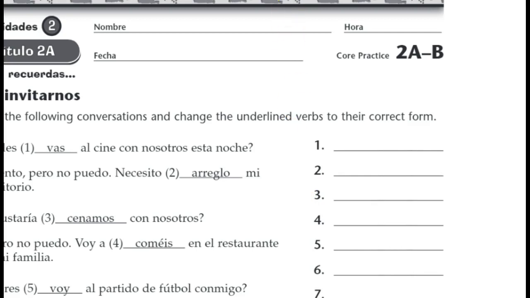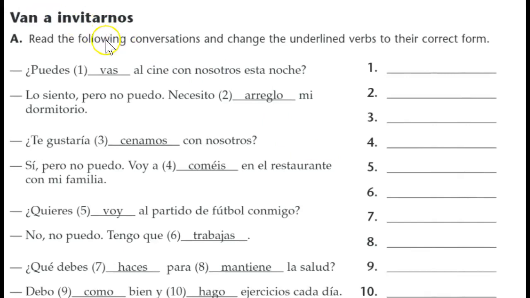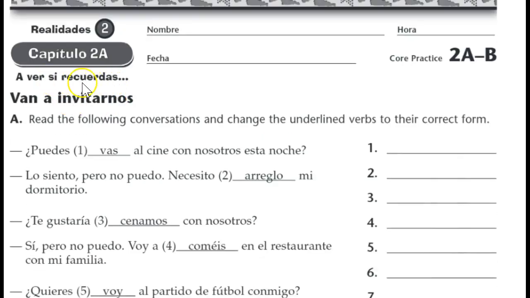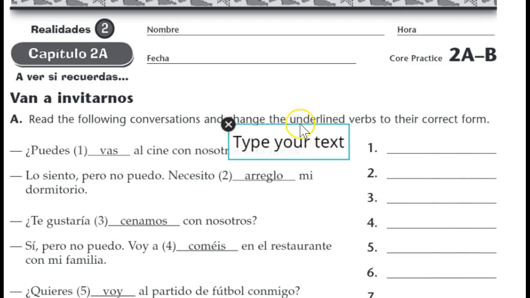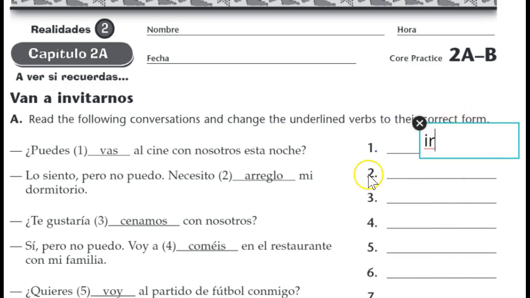Okay, moving on. This is, again, just review, so I'm not going to spend a whole lot of time on this. Van a invitarnos. They're going to invite us. This is more review. Read the following conversations and change the underlined verbs to their correct form. Puedes. And then number 1, we can't say vas. All right. Puedes ir. Can you go? Right? Puedes ir al cine con nosotros. Right? So we're going to use the same verb, but we got to have a different form there. Lo siento, pero no puedo.